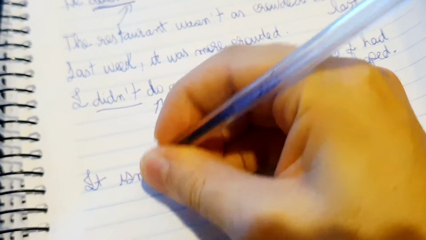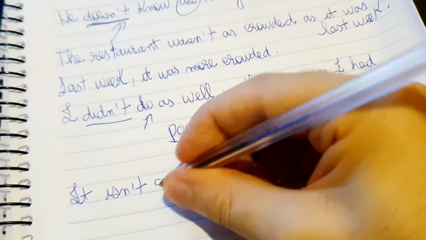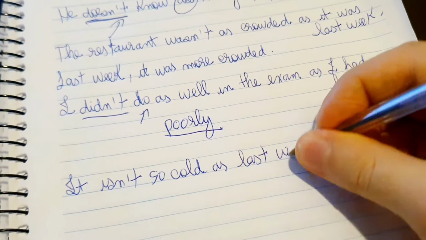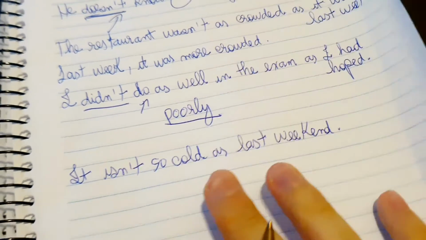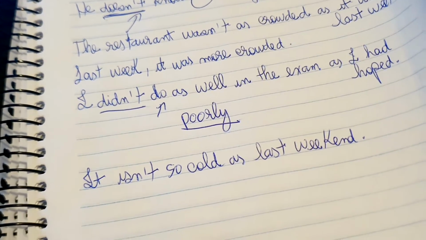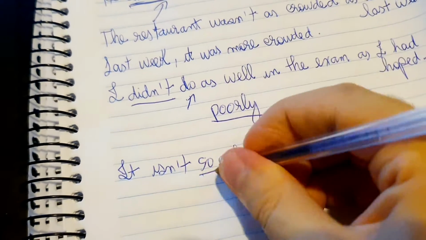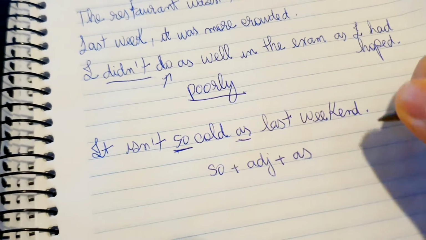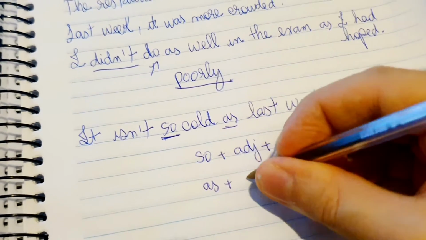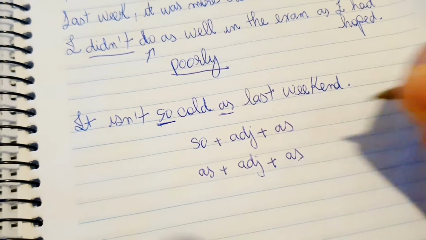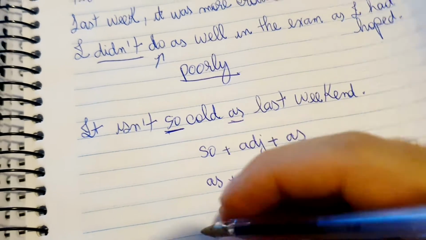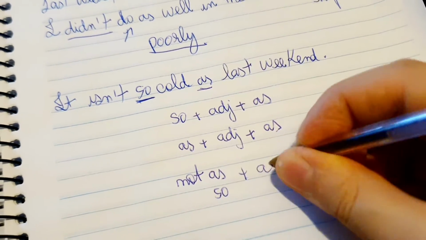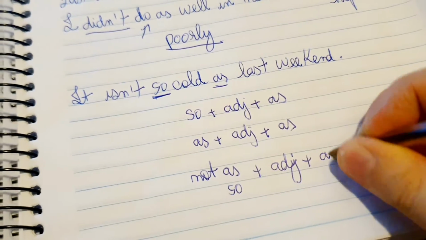It isn't so cold as last weekend. I'm saying that this week is not so cold as last weekend. So you can use so plus adjective plus as, or you can use as plus adjective plus as. And remember, you can also say not as or not so plus adjective plus as.